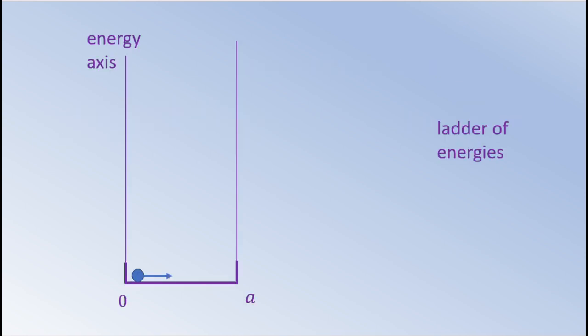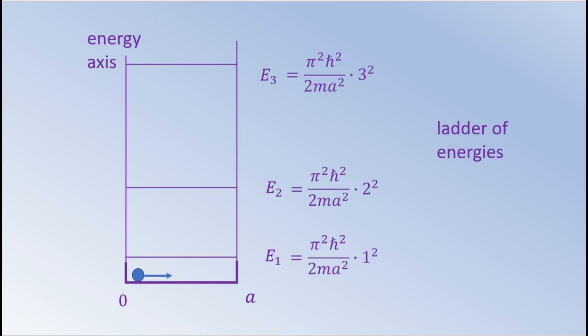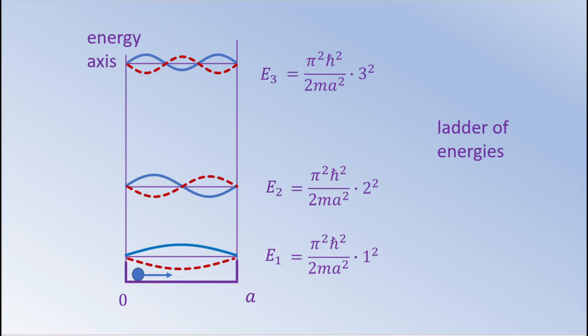To depict all the energy levels on the graph, we will plot the coordinate along the x-axis, and the values of total energy and potential energy will be plotted along the vertical axis. Then the picture of the levels looks like a ladder. We can also show the corresponding de Broglie waves in this picture.